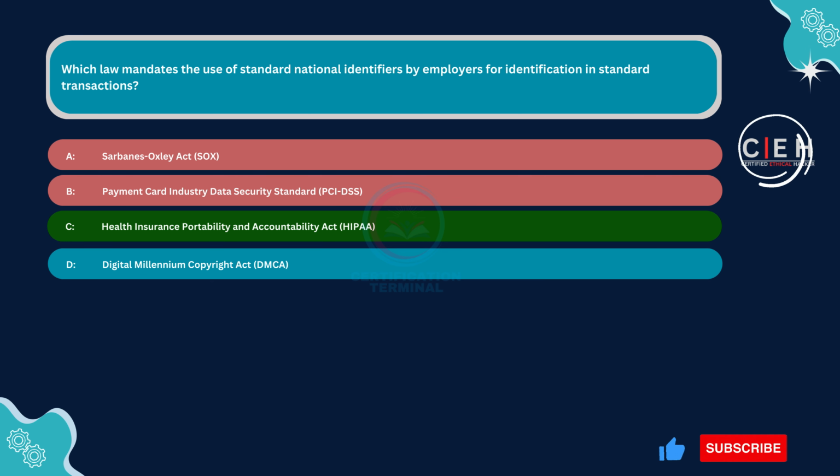Option B, PCI DSS, Payment Card Industry Data Security Standard, is incorrect. PCI DSS is a set of security standards designed to ensure that companies process, store, and transmit credit card information securely. While PCI DSS requires businesses to protect cardholder data, it does not specifically address the use of standard national identifiers by employers for identification in standard transactions.